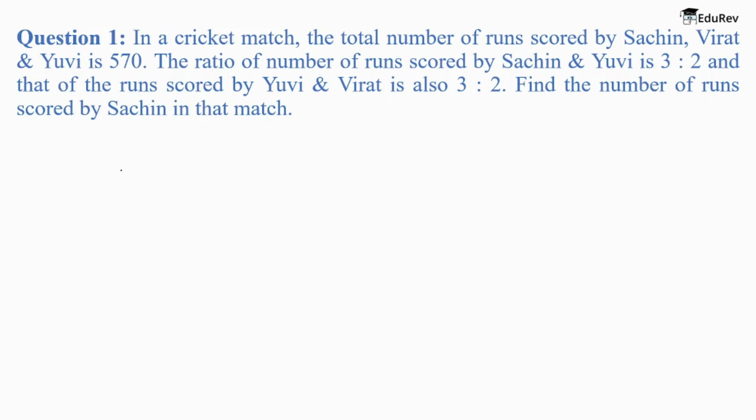Question 1. In a cricket match, the total number of runs scored by Sachin, Virat and Yuvi is 570. The ratio of number of runs scored by Sachin and Yuvi is 3:2 and that of the runs scored by Yuvi and Virat is also 3:2. Find the number of runs scored by Sachin in that match.